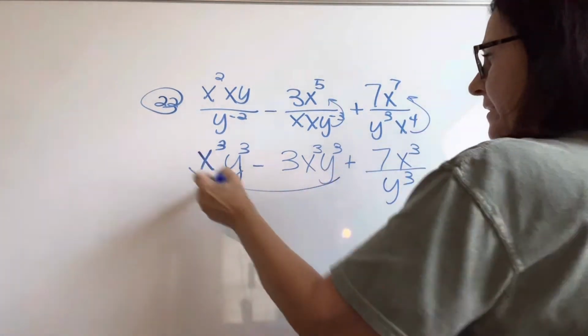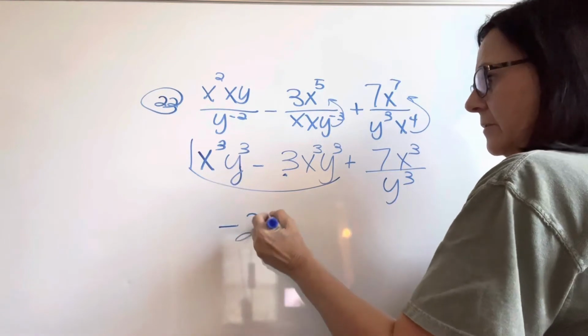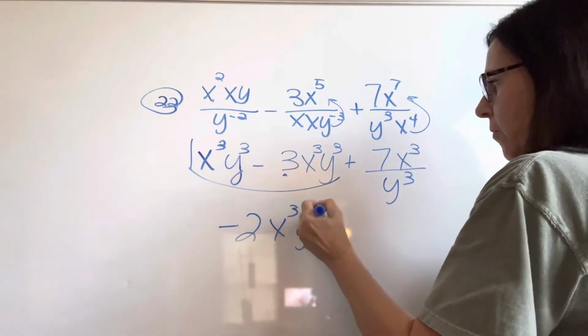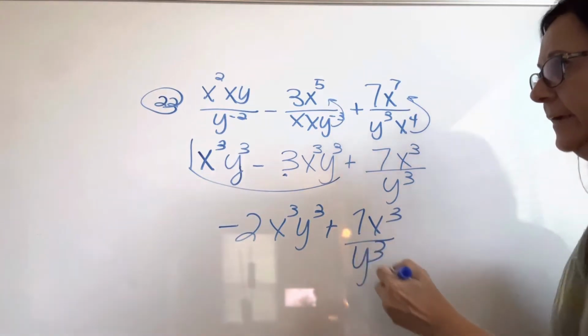So we can combine these terms. It's 1 minus 3, which is negative 2. X cubed, y cubed, plus 7, x cubed over y cubed.